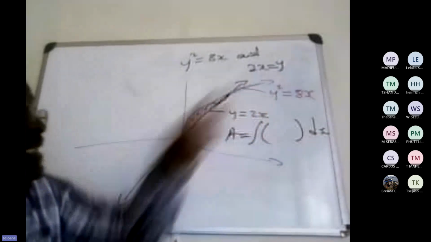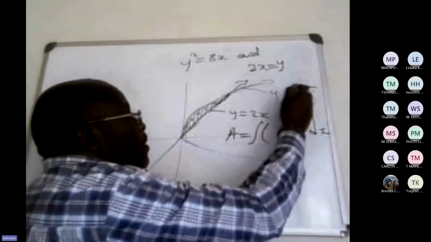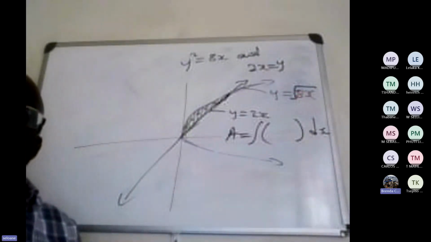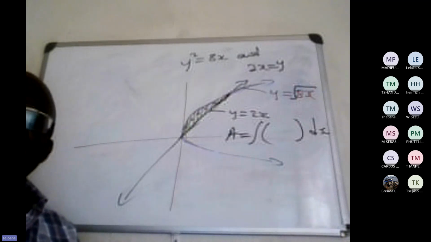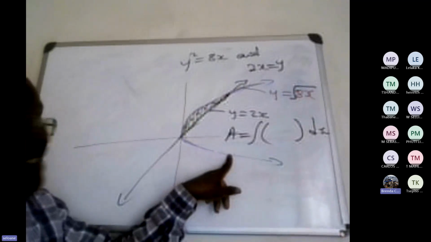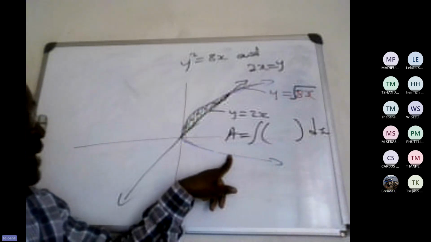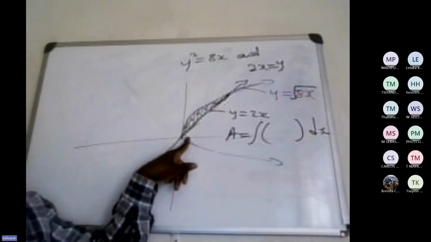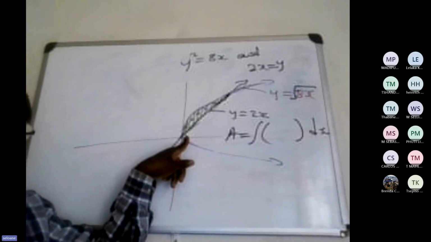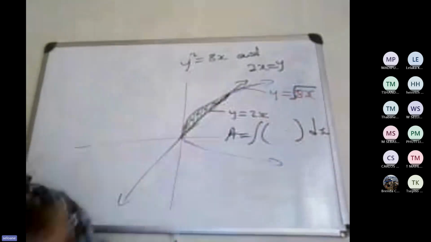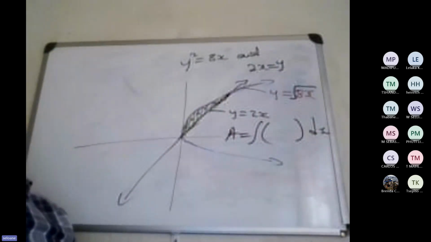Then here you make y the subject of the formula. Therefore, it will be y equal to the square root of 8x. Plus or minus square root of 8x? No, it can't be plus or minus, because we are using only the top part, so we're going to use the positive one. This part below is the one where y is negative. Here you are using the portion where y is positive.